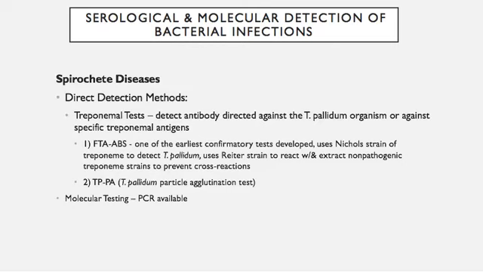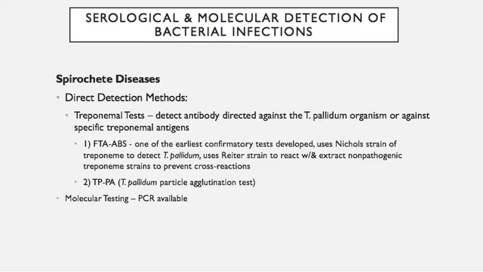So the actual treponemal tests detect the antibody directed against the Treponema pallidum organism or against a specific treponemal antigen. So this one is testing for something that is actually based on the organism itself, not something secondary to it. And then the two confirmatory tests that we talked about were the FTA-ABS and the TPPA.